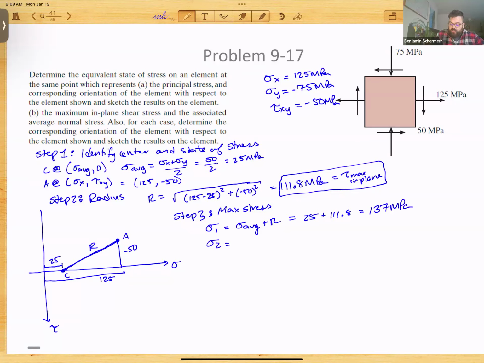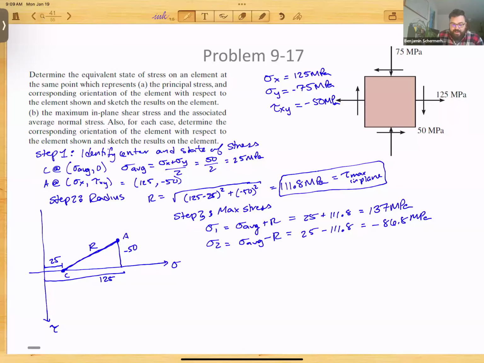And then sigma 2 is going to be sigma average minus the radius, which now you can maybe see why I didn't sketch out the circle. 25 minus 111.8, which is going to be negative 86.8 megapascals. So both of those are done.